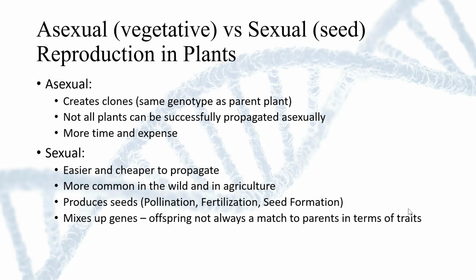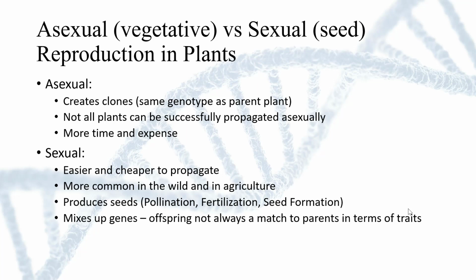Now, sexual propagation or sexual reproduction in plants, the end result of that is the production of seeds, right? So sexual propagation begins with pollination, fertilization, and then we have your seed formation. If we're talking about propagation, this is the more common, the easier way to propagate. It's done more, like I said, in both the wild and in agriculture.